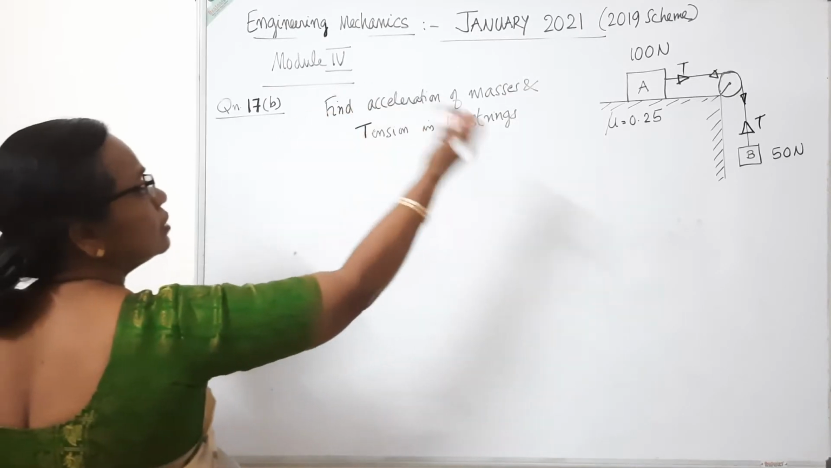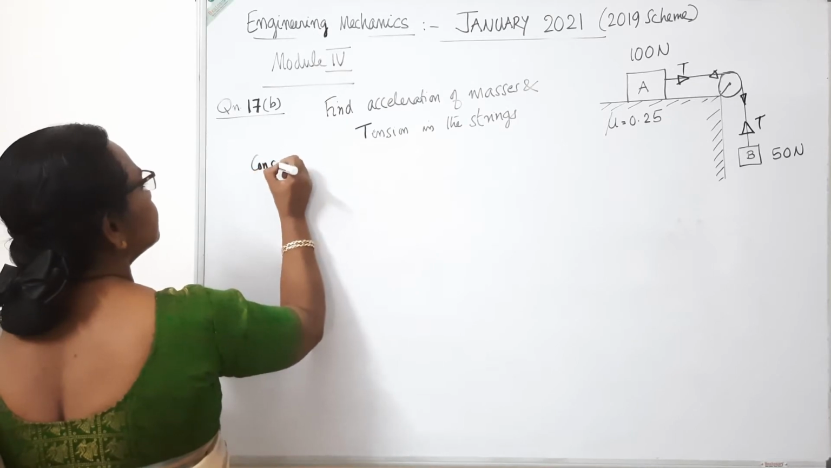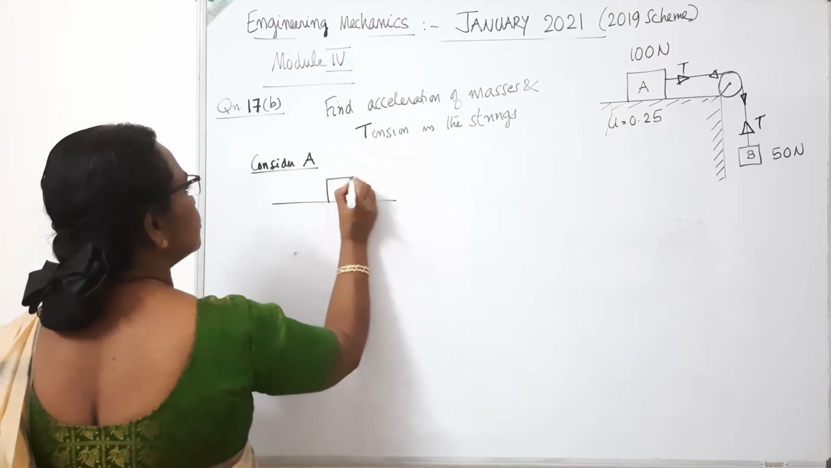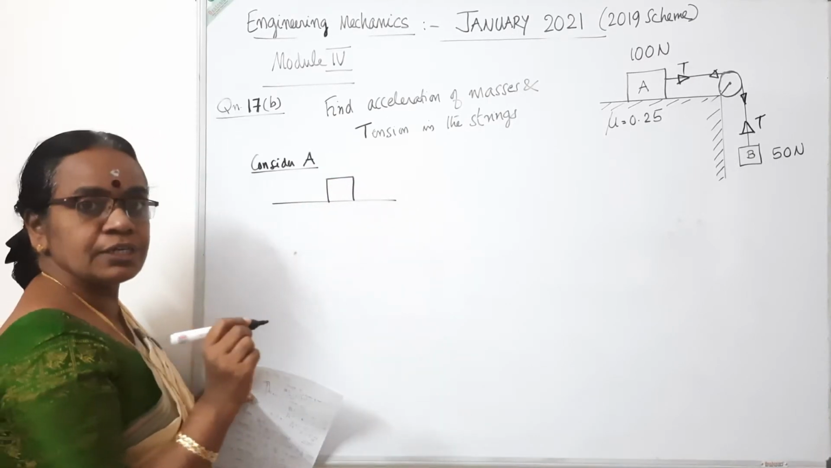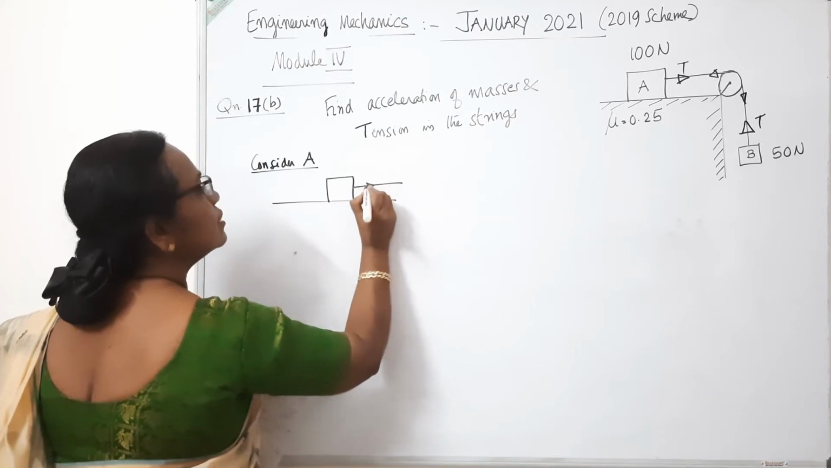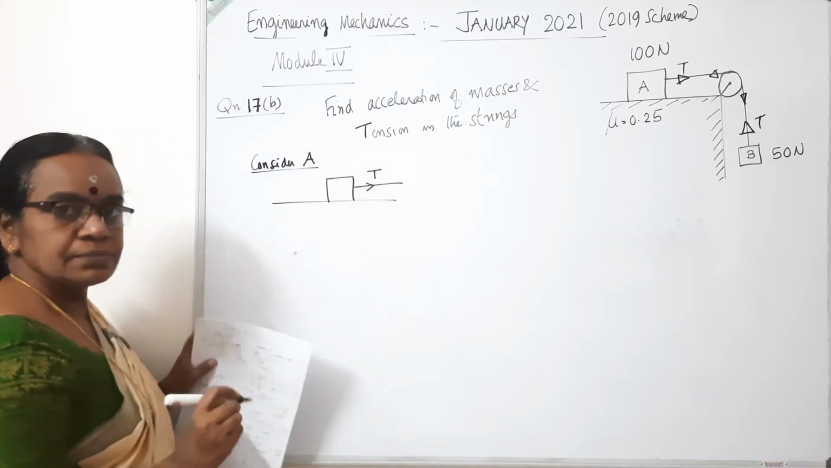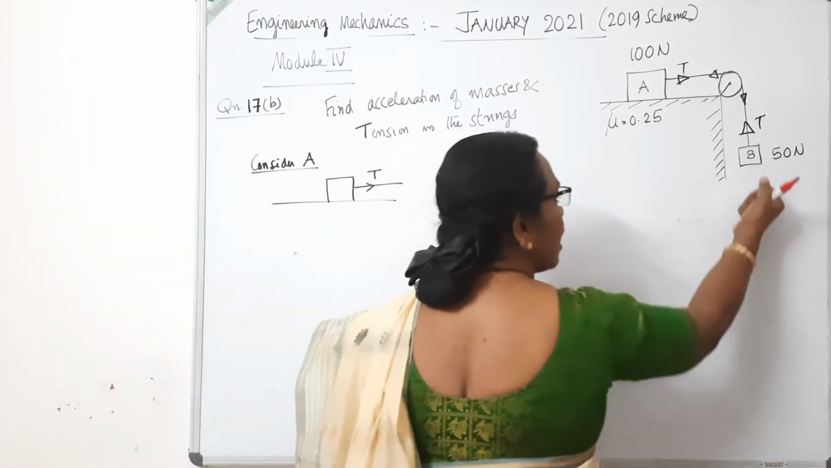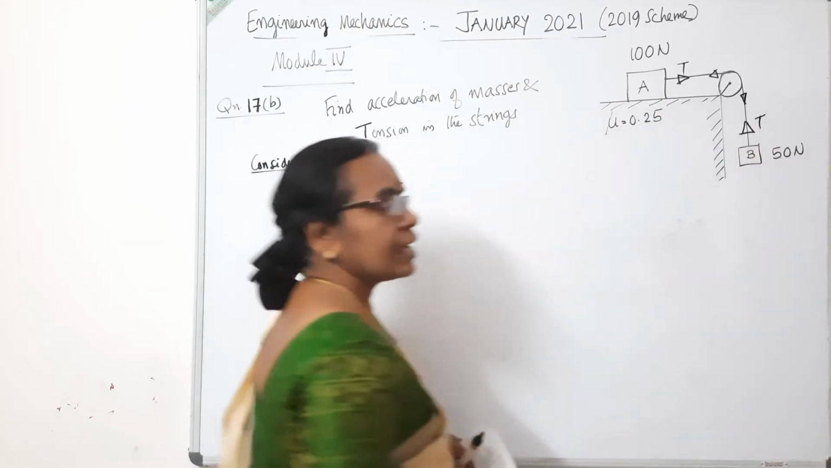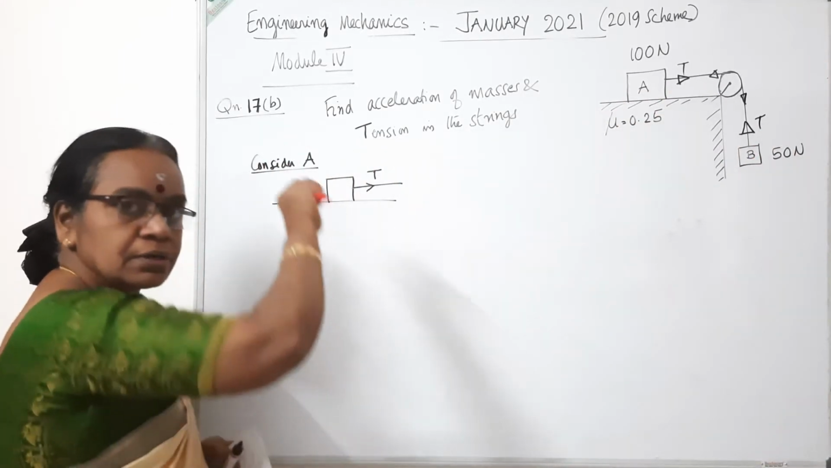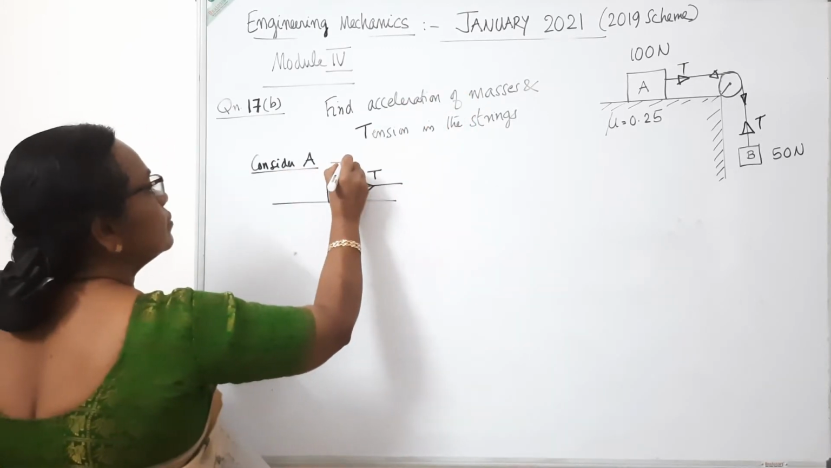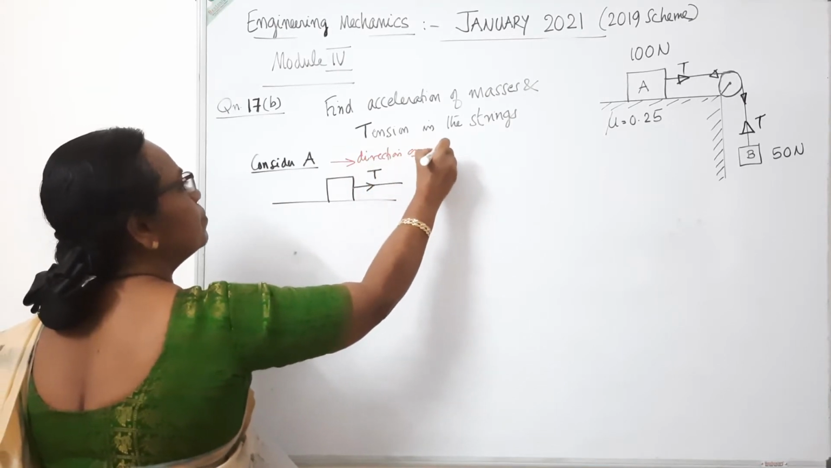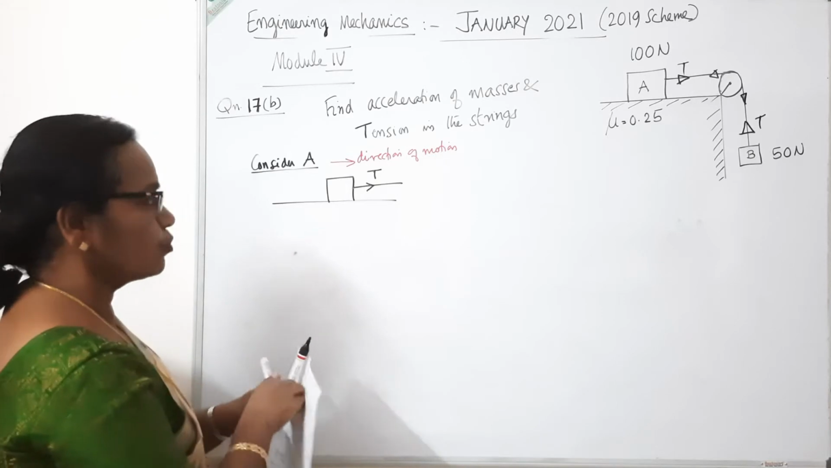Let us consider each body separately. Consider A. It is resting on the horizontal surface. Let us mark the forces acting on it. The tension in the string is acting like this. What about the direction of motion? When this body of 50 Newton comes down, A will move towards right, isn't it? As the body 50 comes down, A moves towards right. So this is the direction of motion.